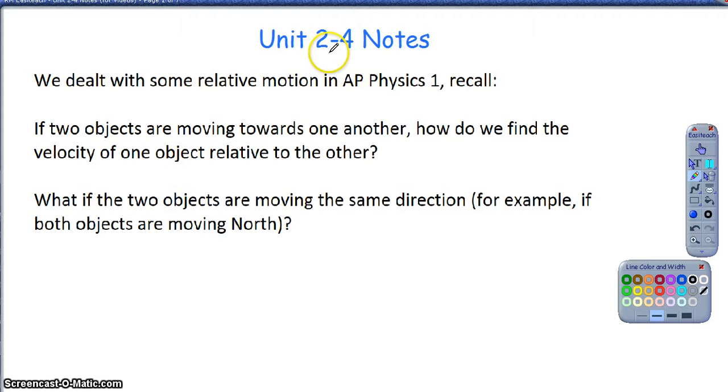Okay, so the fourth section from chapter 2 here, I'm going to try to go through these relatively quickly, because we've actually seen these before in a lot of detail, so hopefully this section is pretty easy. But anyway, we've talked about relative motion before.